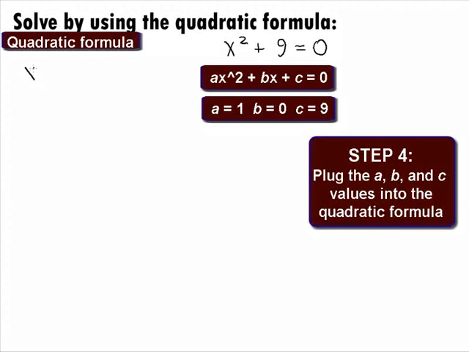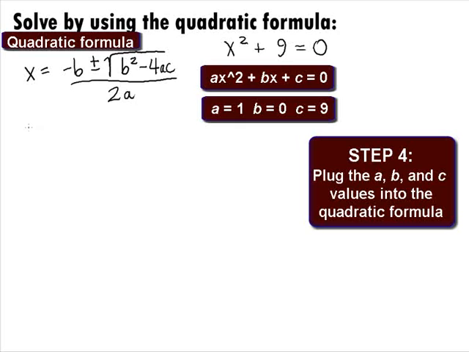In step 4, we want to plug in the values found in step 3 into the quadratic formula. The quadratic formula is x equals a negative b plus or minus the square root of b squared minus 4ac all over 2a.